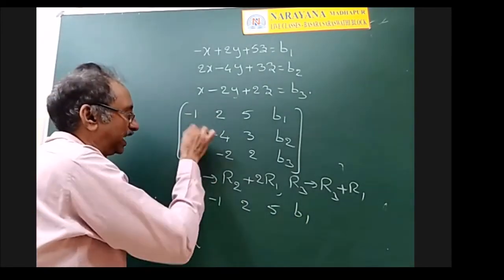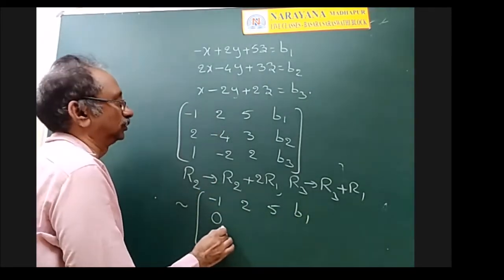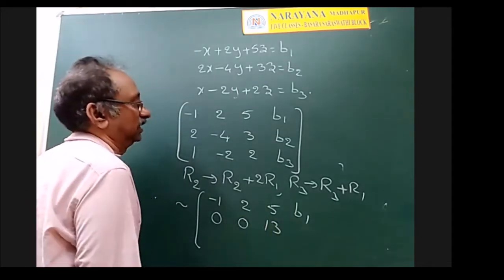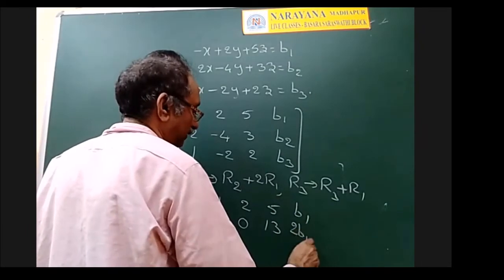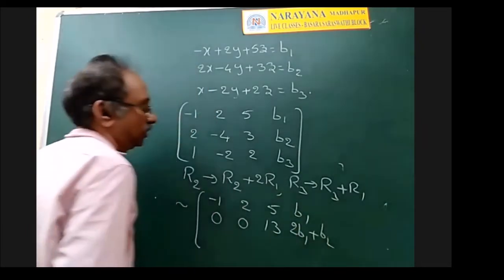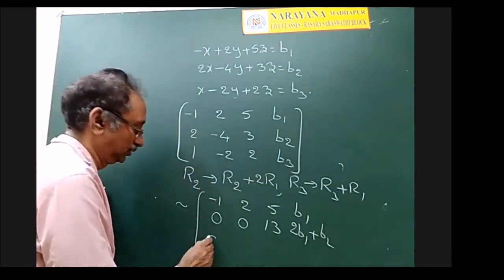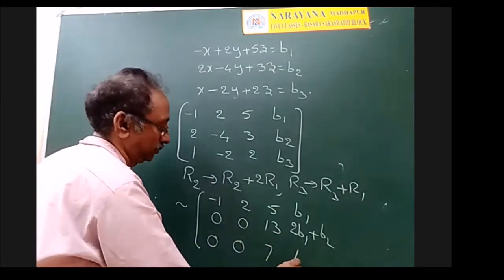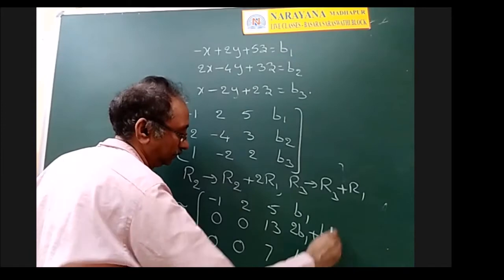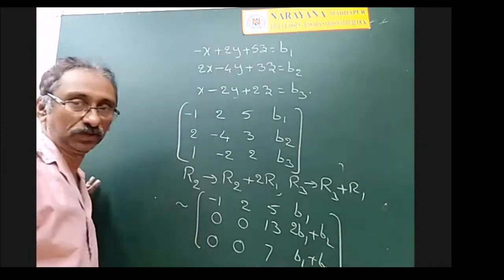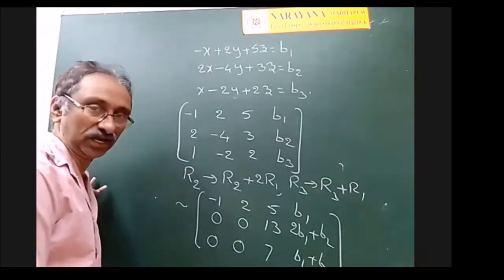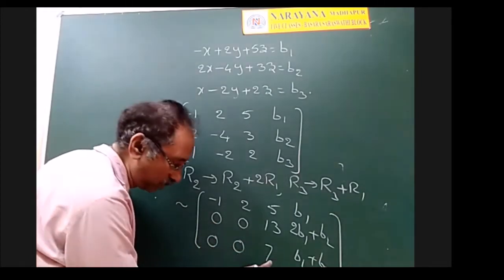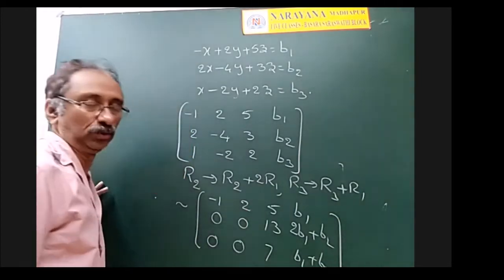So that is minus 1, 2, 5, b1. Multiplying with 2 and adding: 2 minus 2, 0; 4 minus 4, 0; 10 plus 3, 13; 2b1 plus b2. Now adding R3 and R1: 0; 2 minus 2, 0; 7; b1 plus b3. Okay, so it is not in echelon form. The number of zeros is 2 here, 2 here also. Therefore, I can make this element now 0.